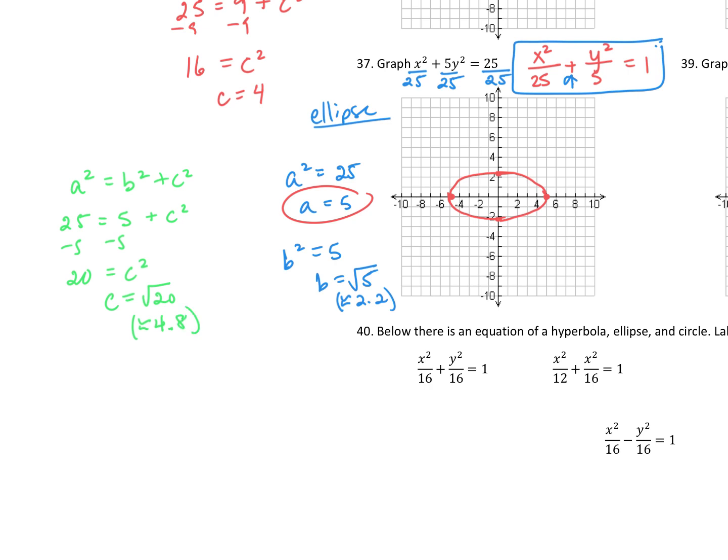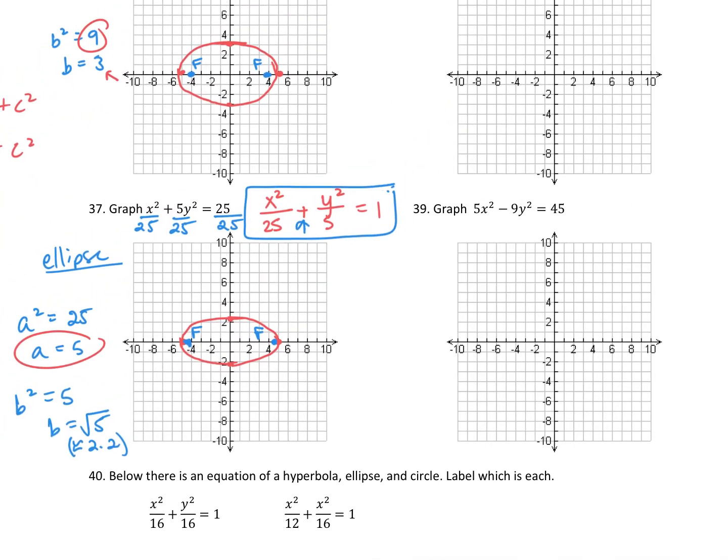So we can go ahead and plot our foci on our major axis. They're going to go on the same axis as our vertices at about 4.8. So we're going to go over, man, that's even hard to see. That's really close to the vertices. That's where our foci is. I am estimating 4.8.